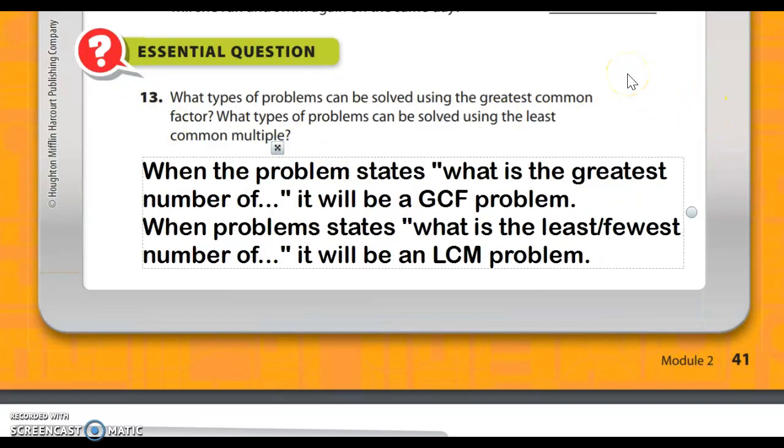You can review that exact concept on this very page. Okay, you are done with page 41. Good job.